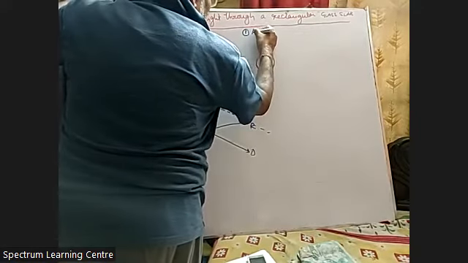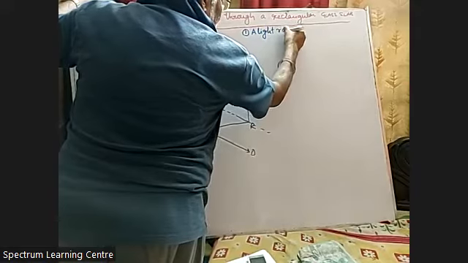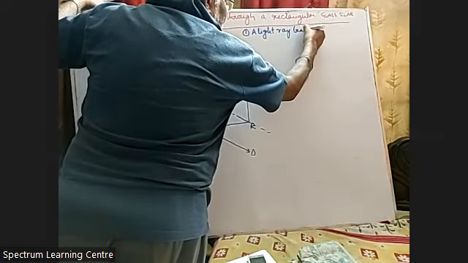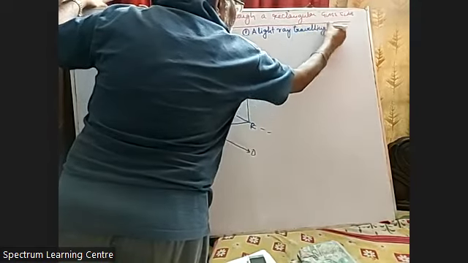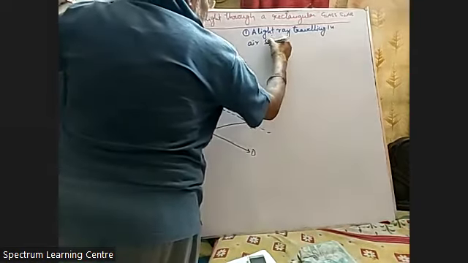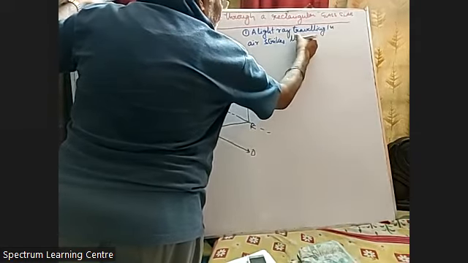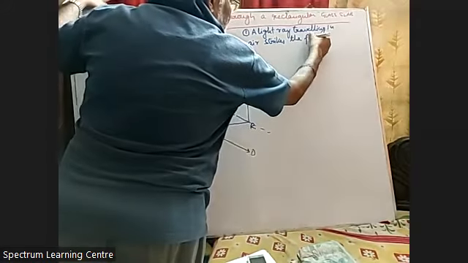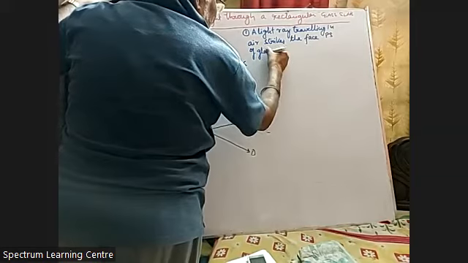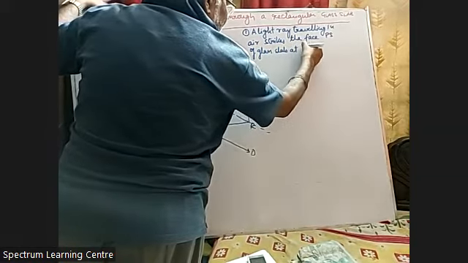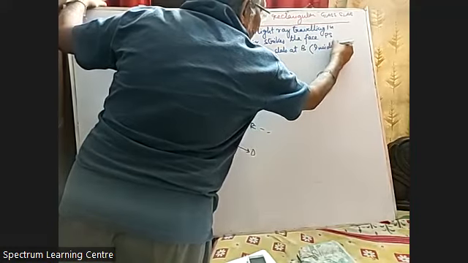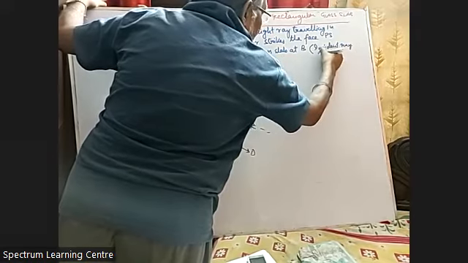Number one, a light ray traveling in air strikes the face PS of the glass slab at B. We can write in brackets, incident ray AB.